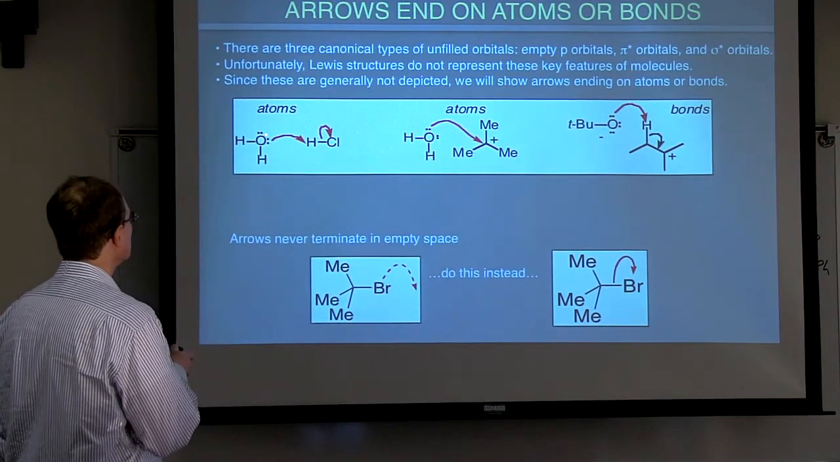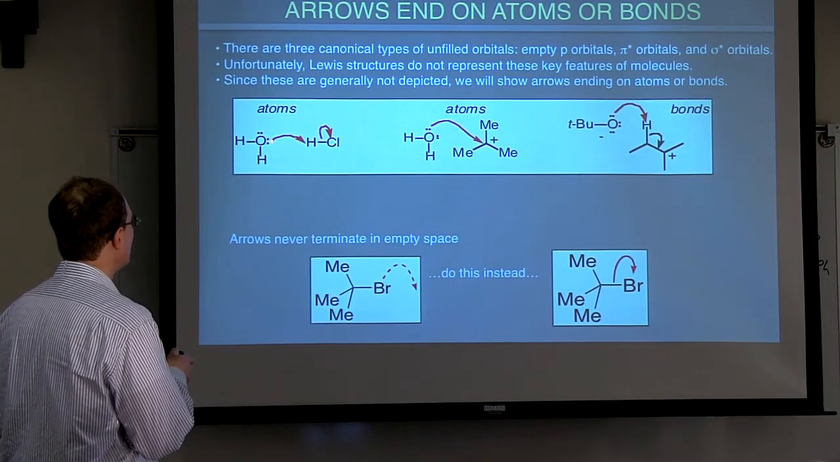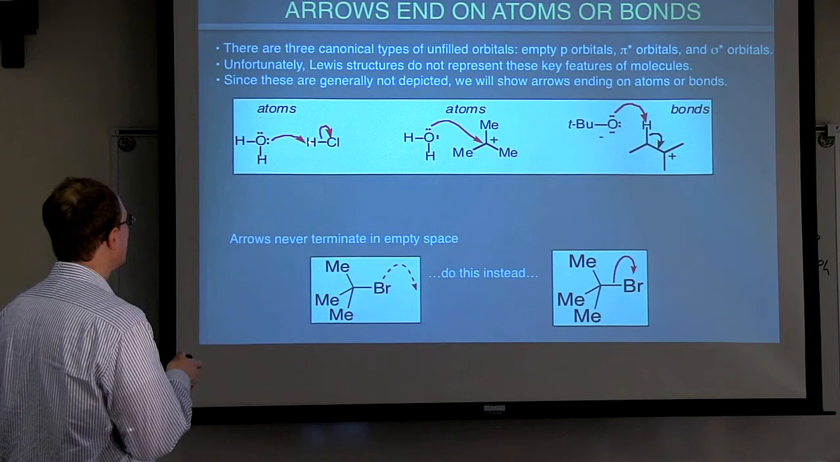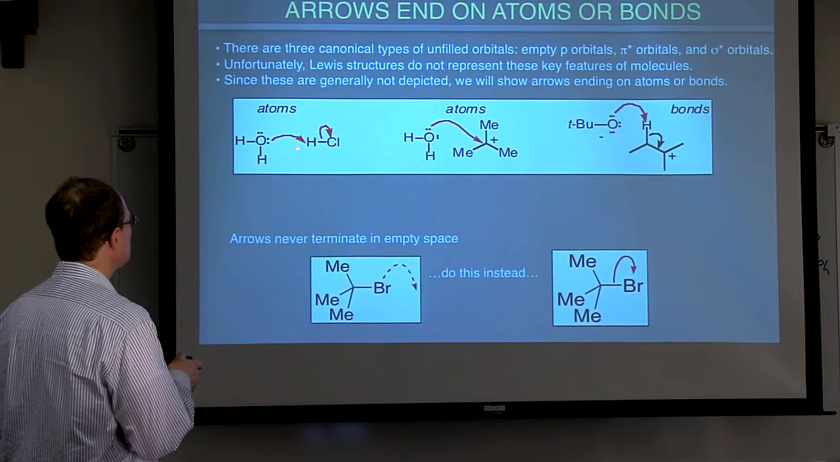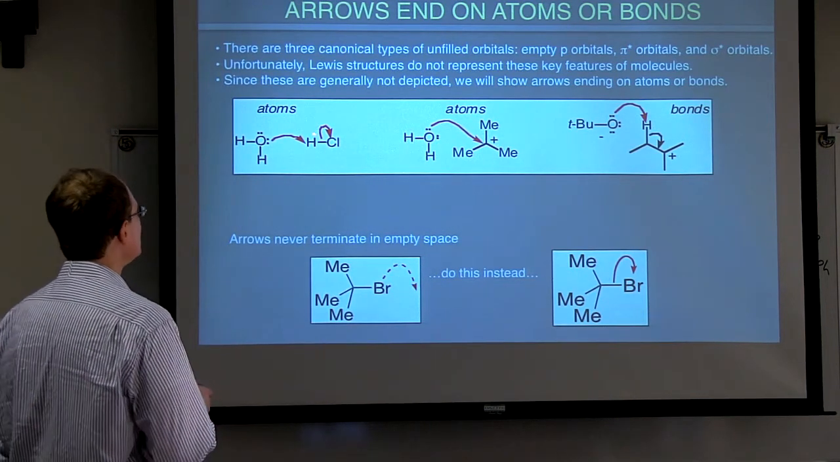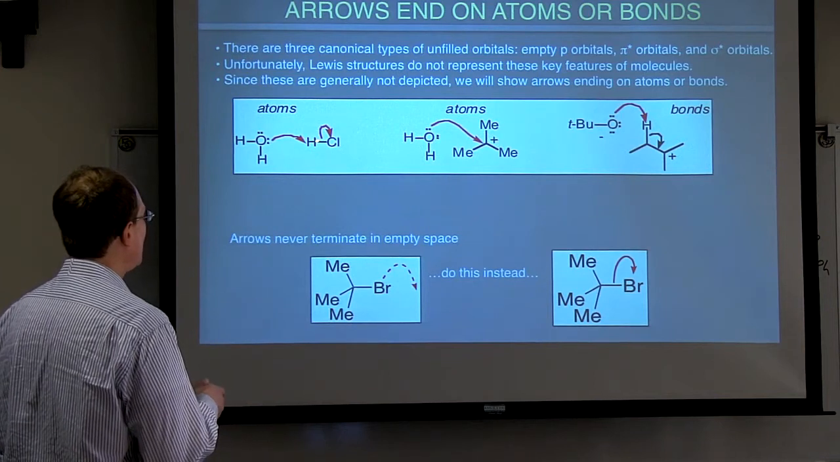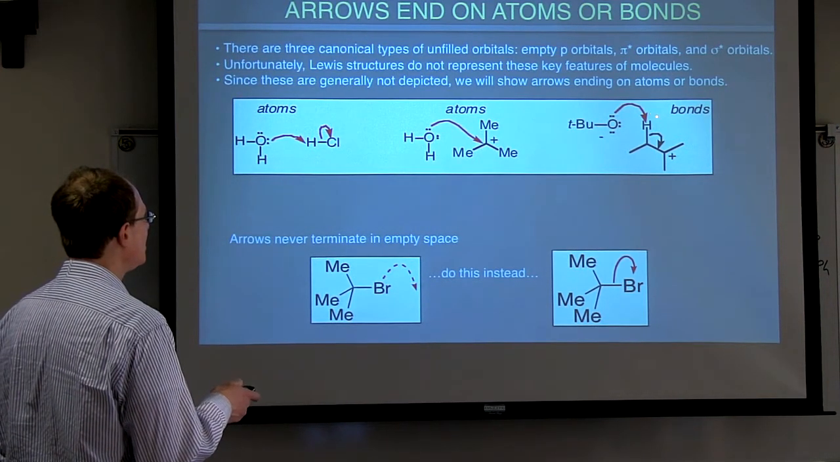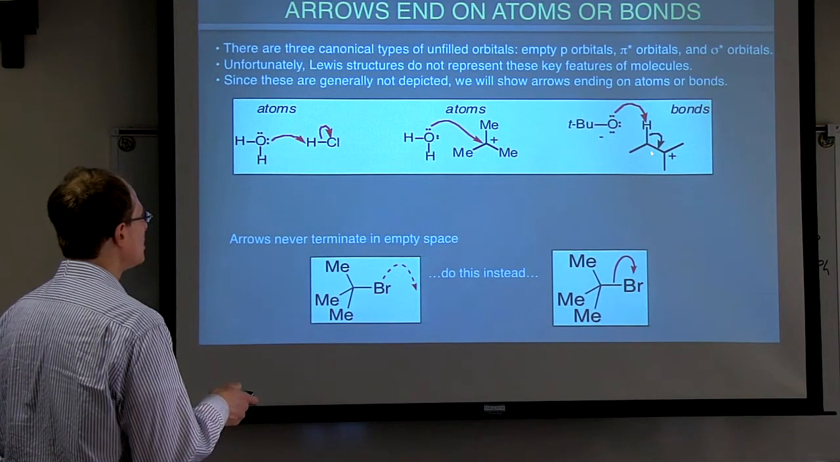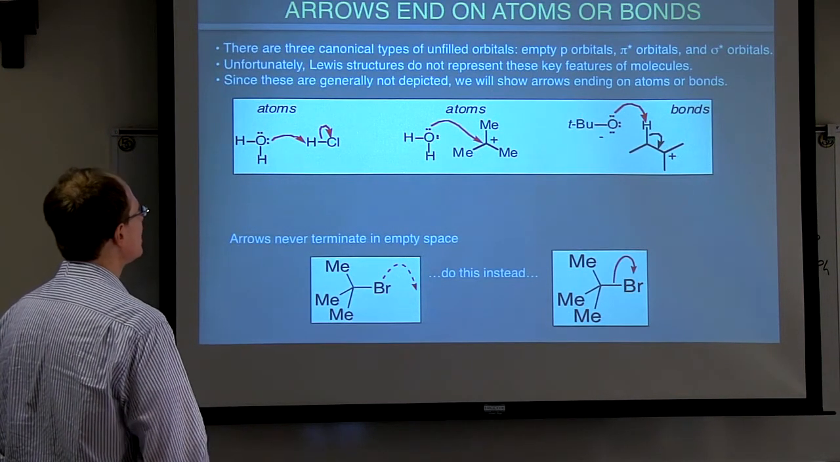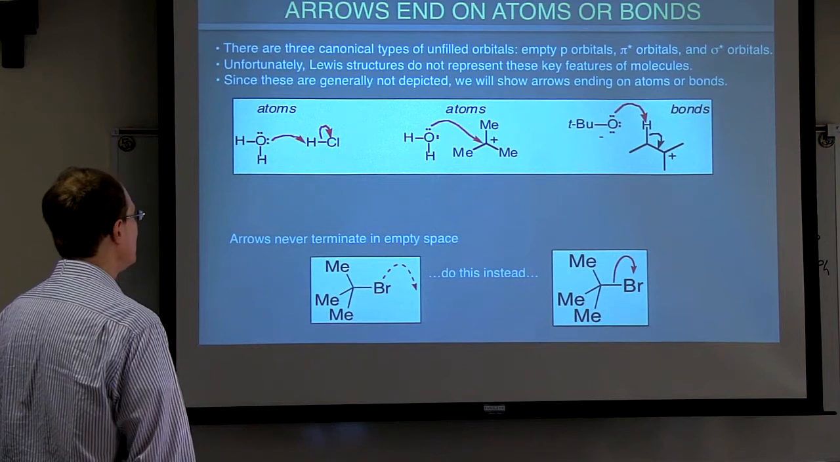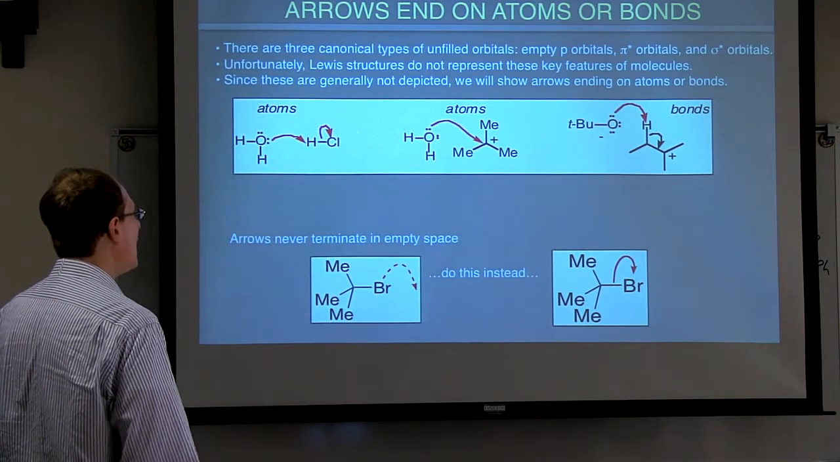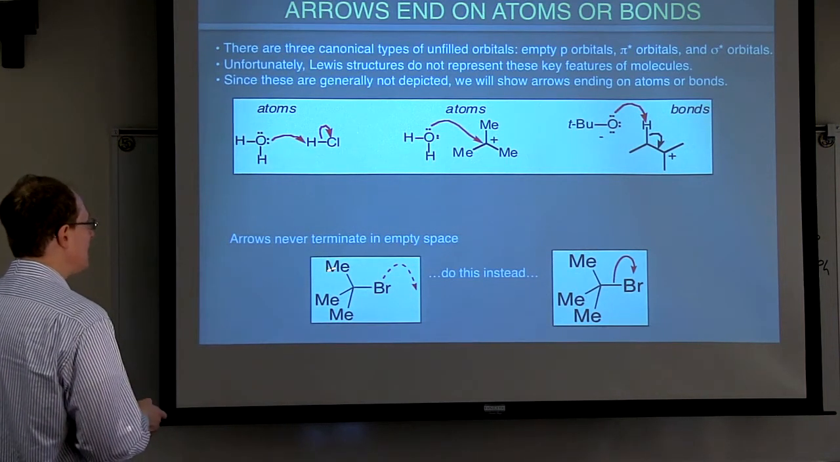So here's a lone pair attacking a proton. It's ending directly on that proton. So here it's ending on an atom, the proton. Here it is ending on the carbon of a carbocation. Here it is ending on the hydrogen or the proton during a beta elimination step. Okay, so arrows never terminate in empty space.